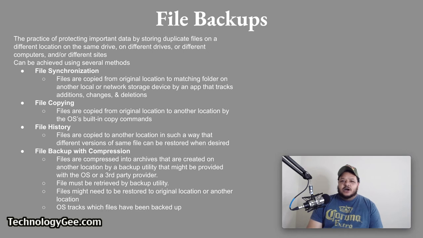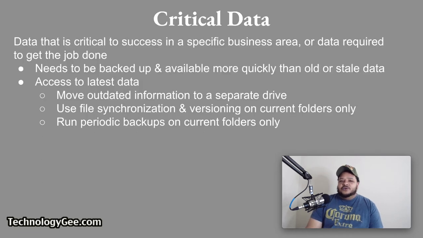And you have file backup with compression. Files are compressed into archives that are created in another location by a backup utility that might be provided with the operating system or a third-party provider. Files must be retrieved by the backup utility. Depending on the utility, the files might need to be restored to the original location or another location before they can be used. The operating system tracks which files have been backed up so that they are not backed up again.